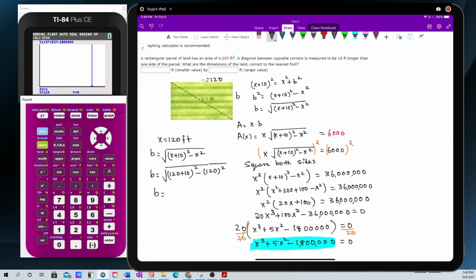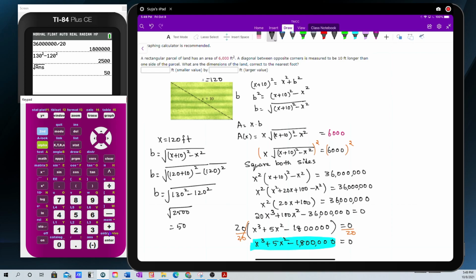So I can use my calculator. 130 squared minus 120 squared. So let me use my calculator here. 130 squared minus 120 squared, and then I need to take the square root of that number. That's going to be 50. So this is the square root of 2500, which is equal to 50 feet.